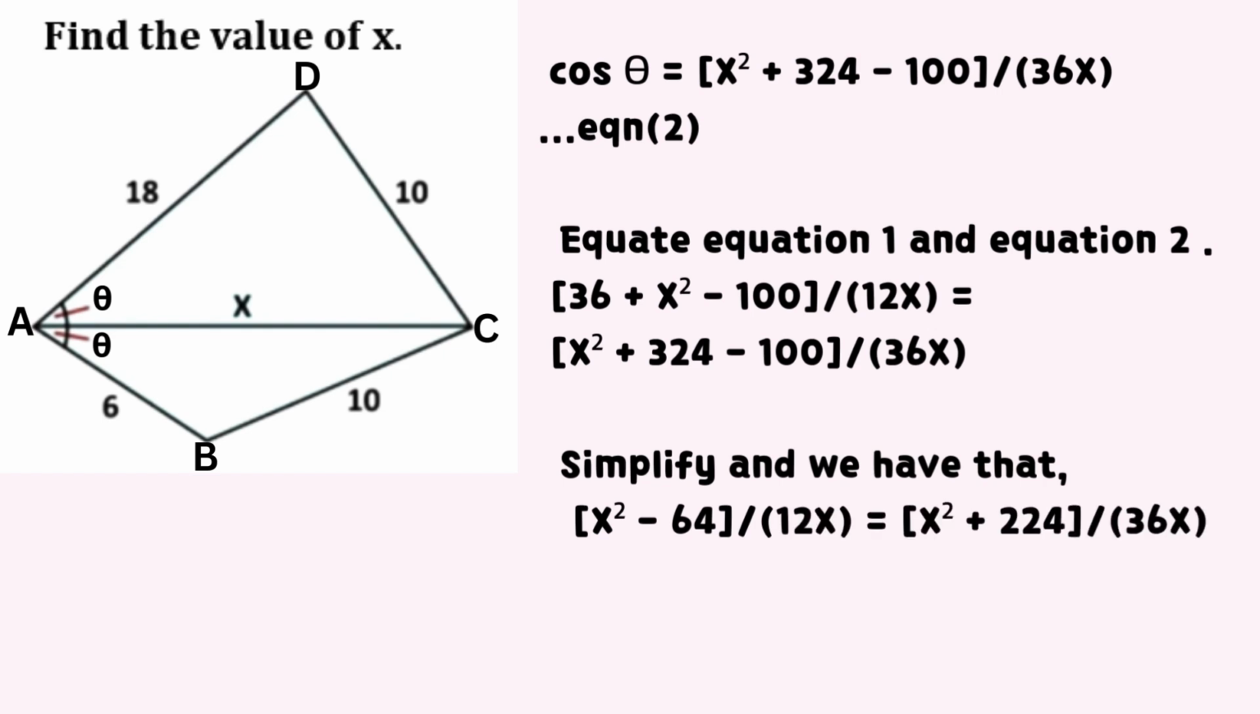Equate equation 1 and equation 2 to obtain a new equation in x as shown on the screen. Simplify this new equation and we have that the square of x minus 64, all divided by 12 times x equals the sum of the square of x and 224, all divided by 36 times x. Cross multiply.